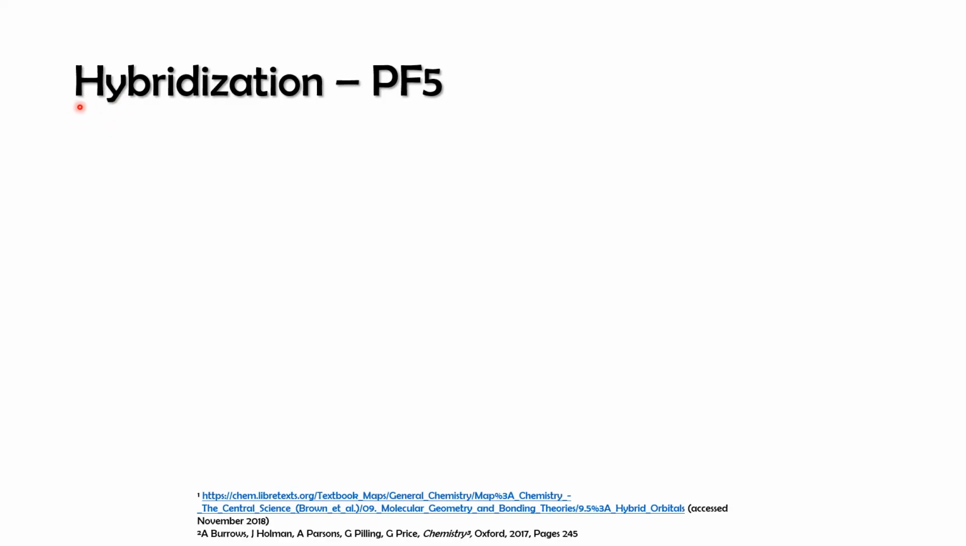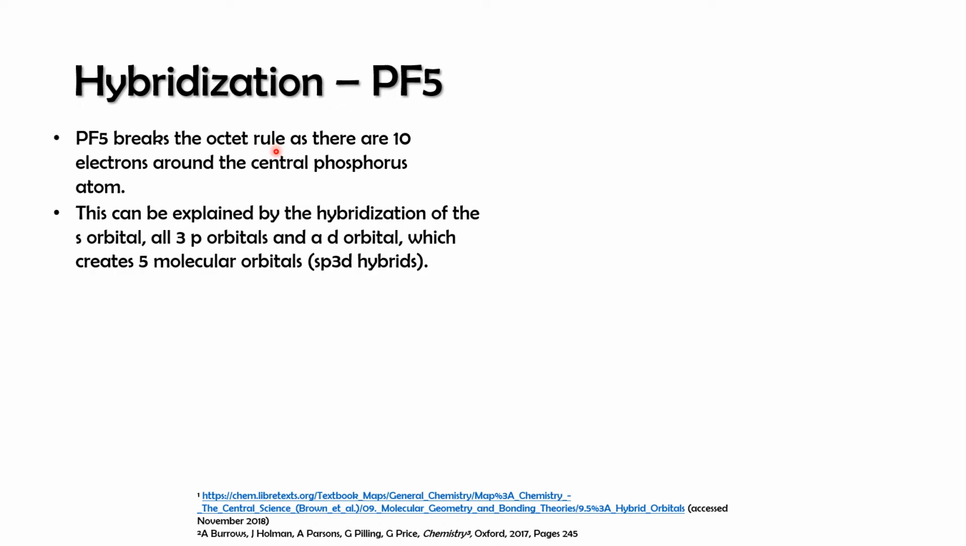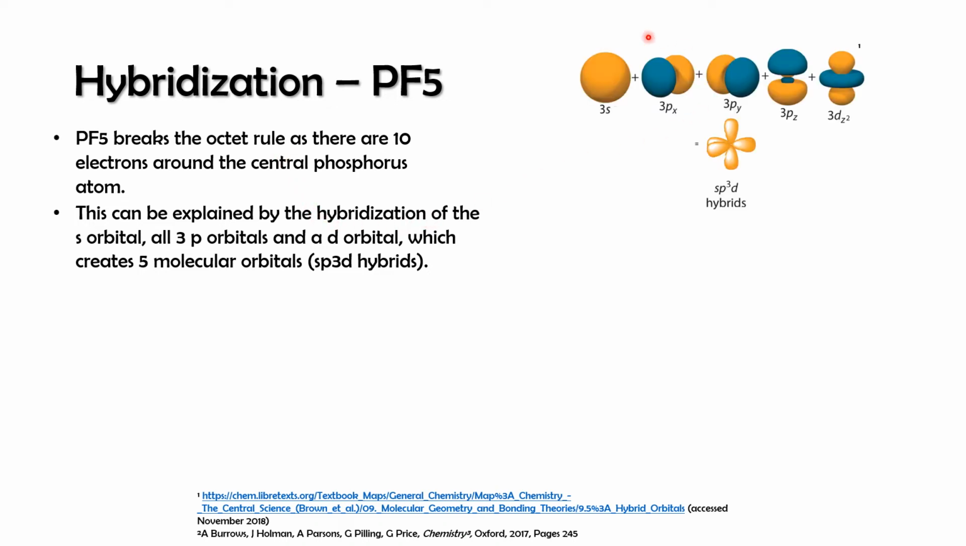Now we're going to talk about the hybridization of phosphorus pentafluoride. This is obviously a little bit different because we know this molecule breaks the octet rule, as it's got 10 electrons around the central phosphorus atom. However, this can be explained with the idea of hybridization. So instead of the 4 atomic orbitals that we had before, we've now got this extra one, the 3dz squared. So 3s, 3px, 3py, 3pz, and the 3dz squared: 5 atomic orbitals to give these 5 hybrid orbitals, the sp3d.